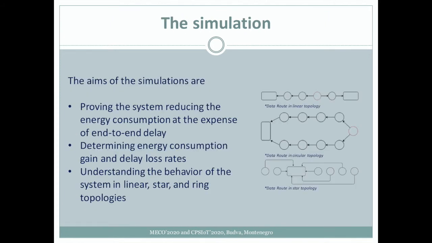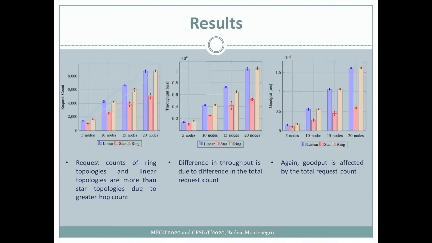The aims of the simulations are proving energy consumption gain, determining the relation between energy consumption and delay loss over node count, and the behavior of the system in linear, star, and ring topologies. There are 6 charts that I briefly evaluate results for every chart.